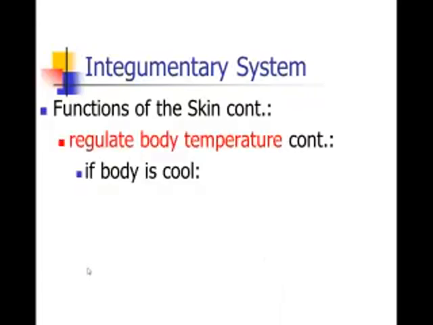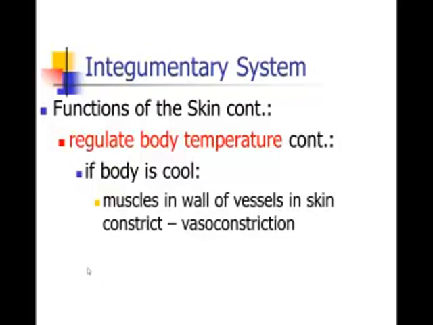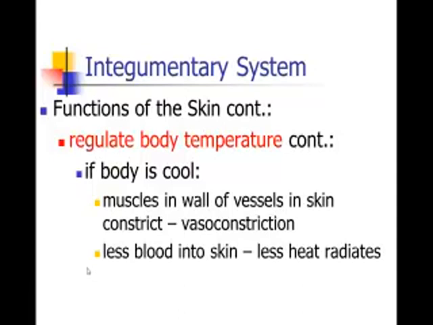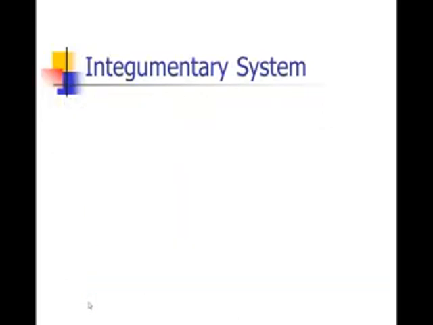If the body's cool, instead of having vasodilation, we have vasoconstriction. Muscles of the vessel walls get smaller, less blood goes into the surface, so the heat is going to be conserved in the body cavity, in the tissues of the body itself. So you get less radiation if there's less blood going out to the skin. And then when you're cold, your sweat glands still release perspiration, so you're not having evaporation at the body surface.